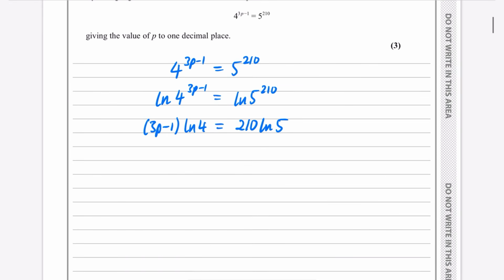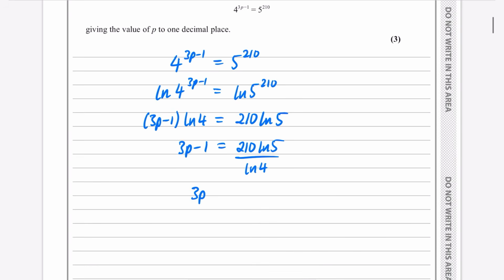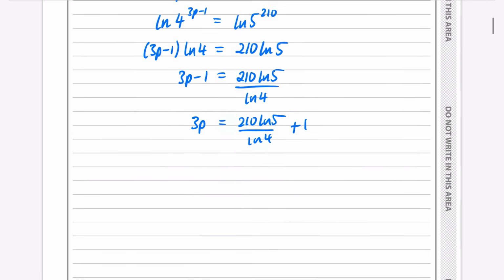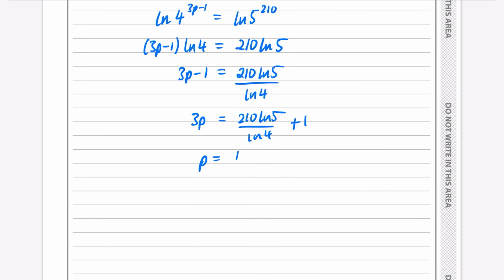So I'm going to now divide by ln 4. So 3p minus 1 is 210 ln 5 divided by ln 4. I'm then going to add 1, so that 3p is 210 ln 5 over ln 4 plus 1, and then I'm going to divide by 3. So I'm actually just going to say this thing is a third of that. So that's a third of 210 ln 5 over ln 4 plus 1.